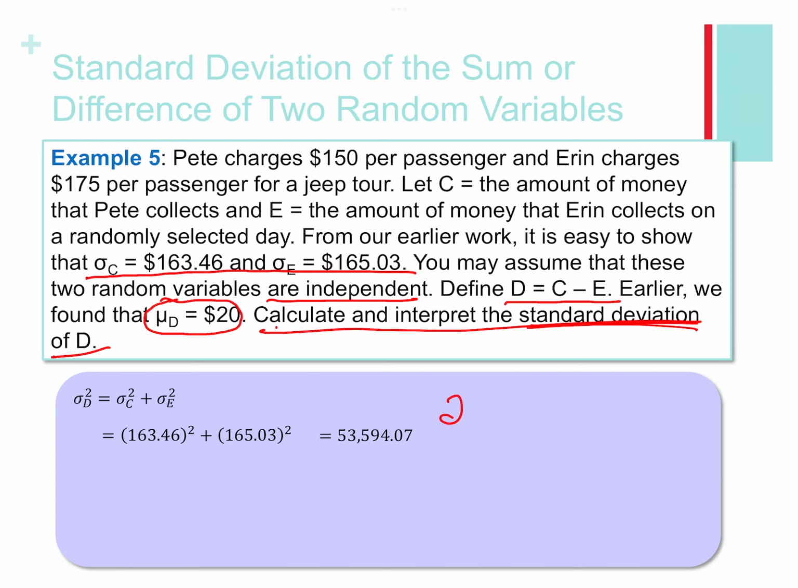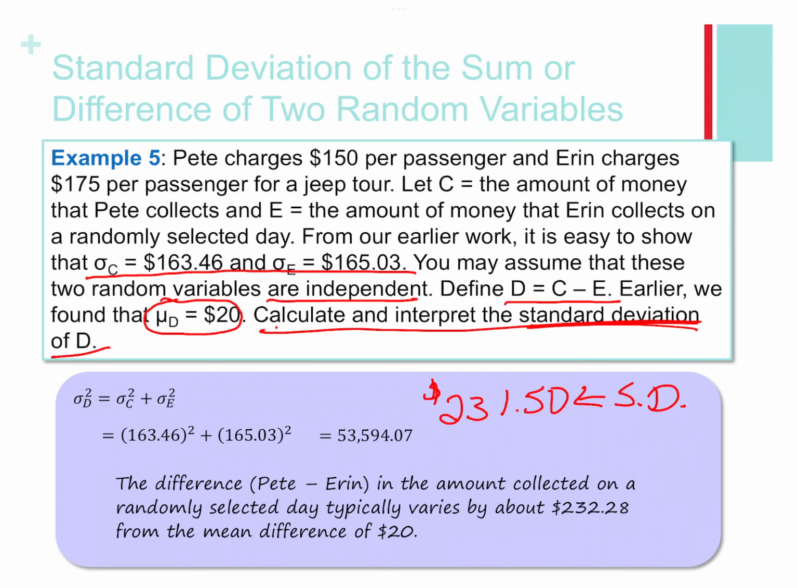And you're going to get $231.50. This is our standard deviation. So I have it written in our interpreting. And something like this, the difference, Pete minus Aaron. It's important to say we're differencing, and it's very important to tell me which order you are subtracting in because it changes your mean if you change the order.